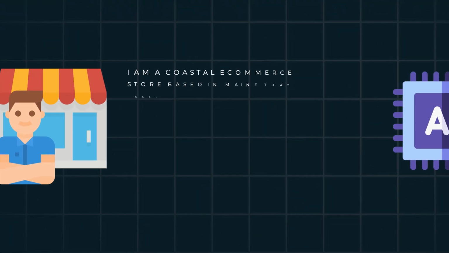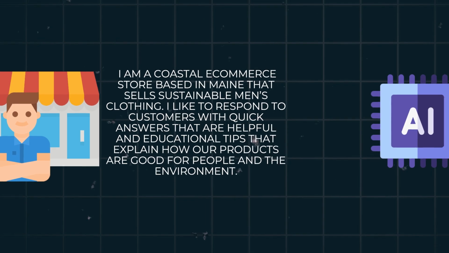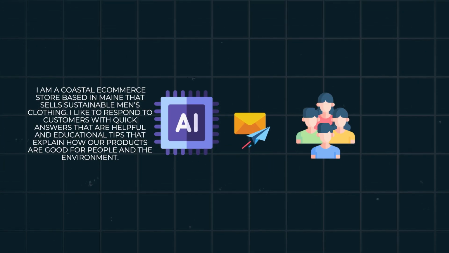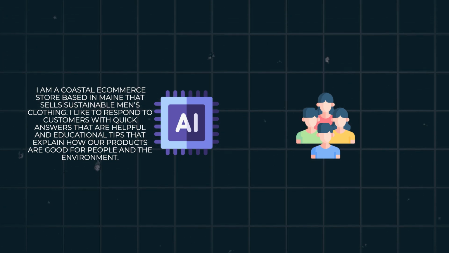The only thing you do tell it is one time at the start in setup, you tell it how you want your brand to sound. So for example, you could say, I am a coastal e-commerce store based in Maine that sells sustainable men's clothing. I like to respond to customers with quick answers that are helpful and educational tips that explain how our products are good for people and the environment. So again, you're not telling the AI what to say, you're just telling the AI how your brand likes to respond, and the AI can respond to customers on your behalf from there.